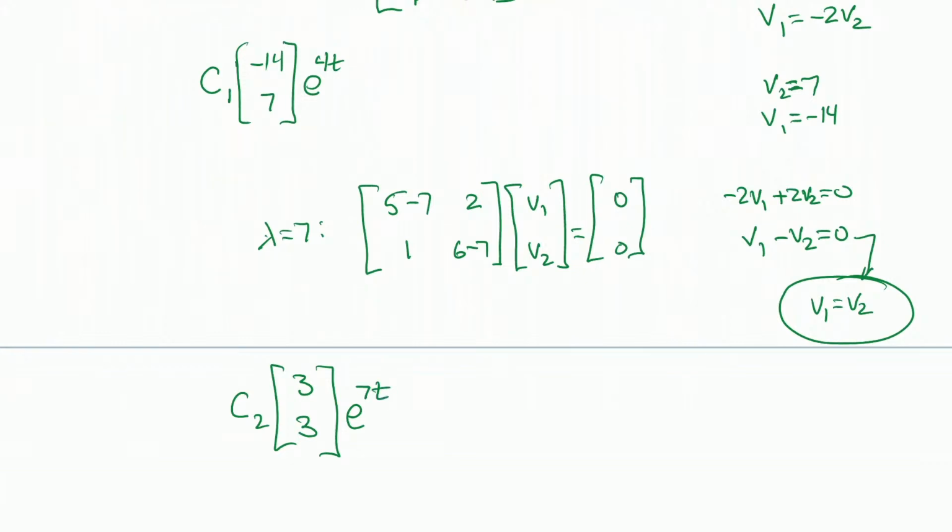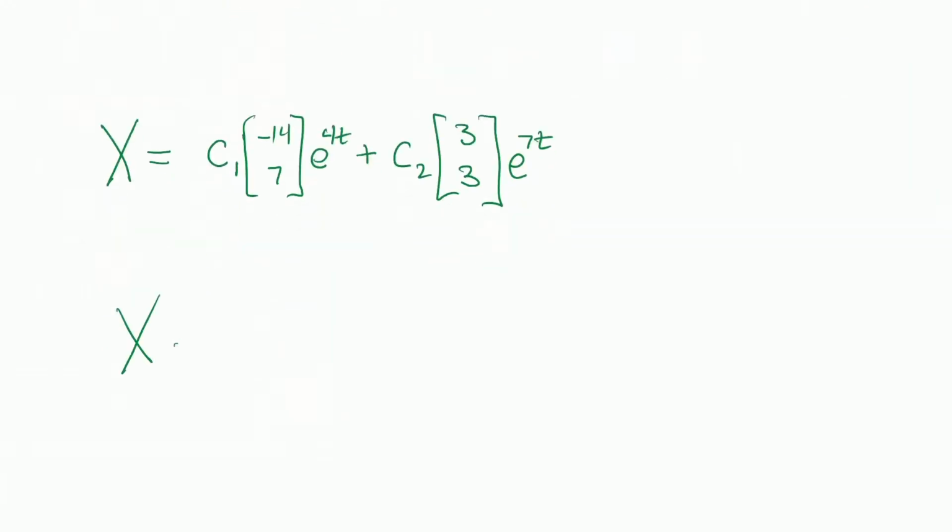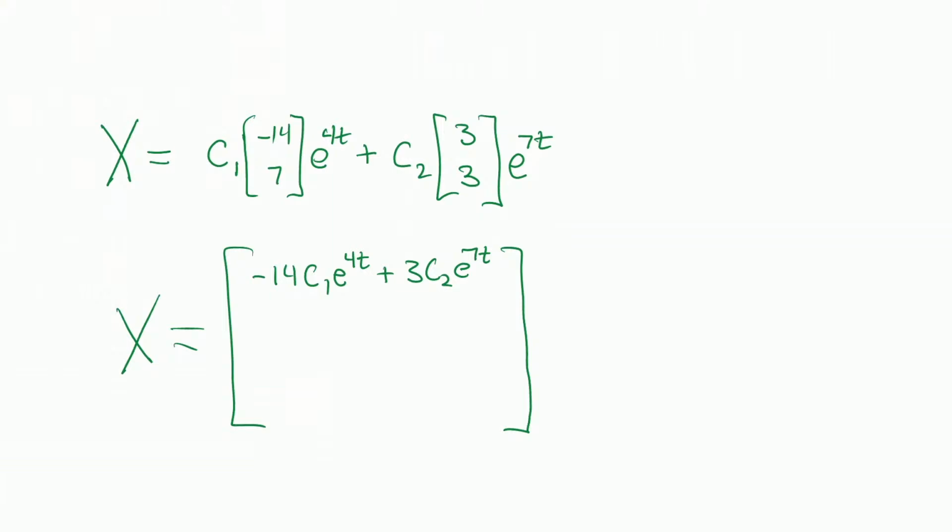So if we want to write down the general solution to this, what we're going to do is copy these. Give me a sec. Paste down here, and then copy this one. Duplicate. Here we are. I'm just going to put a plus here. Bear with me for just one more moment so that I can write it like this. So we have negative 14c1 e to the 4t plus 3c2 e to the 7t and 7c1 e to the 4t plus 3c2 e to the 7t.